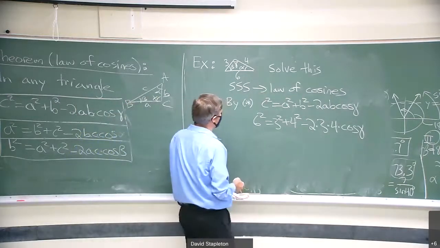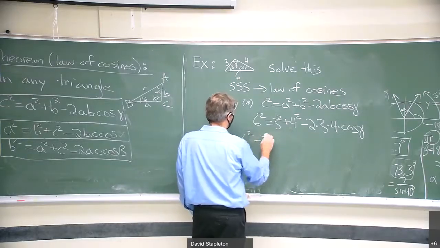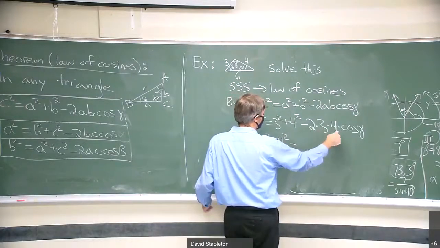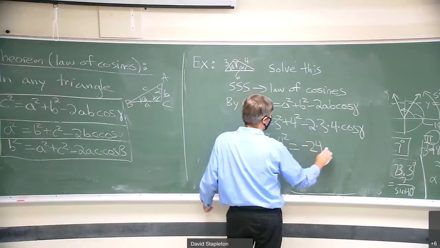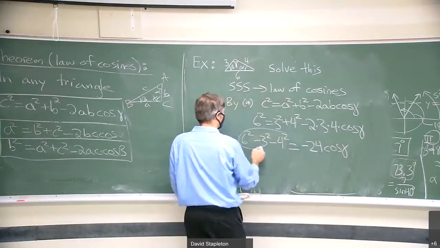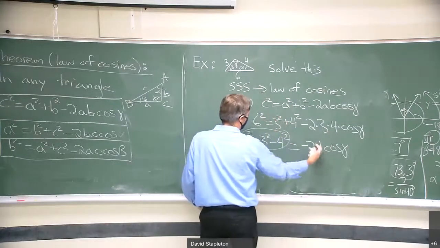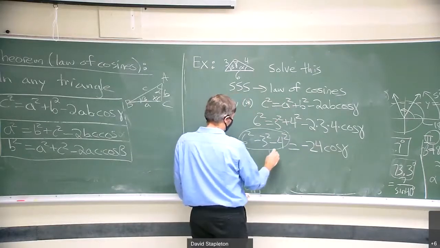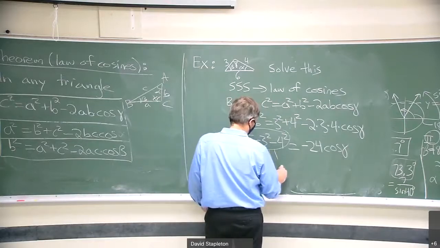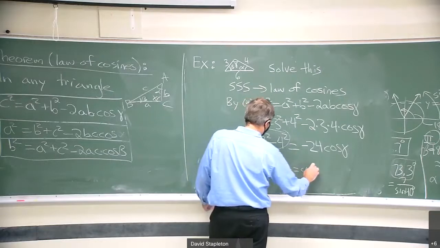Now, how do I solve this? I just subtract over. 6 squared minus 3 squared minus 4 squared equals minus 2 times 3 times 4, which is minus 24, cosine gamma. So I just subtracted these two over and multiplied these out. That's what I did. This is 11, and what I have is 11 equals minus 24 cosine gamma. By dividing by negative 24, I get minus 11 over 24 equals cosine gamma.